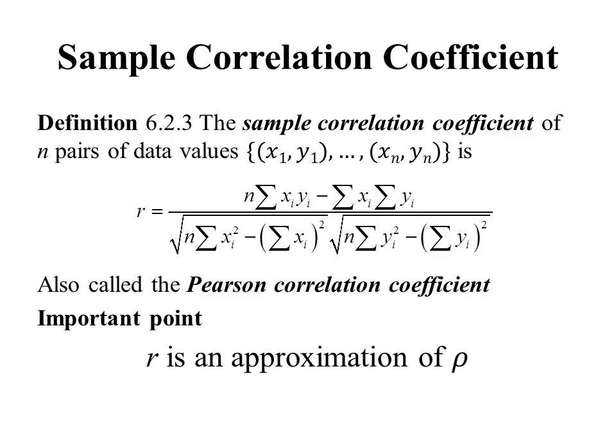Now, an important point to remember about this sample correlation coefficient, r, is that it is an approximation of our population correlation coefficient, rho. Just like back in chapter 5, when we talked about statistics, we said that sample statistics are approximations of our population parameters. Here, r is a sample statistic, rho is a population parameter. So this statistic is an estimate of this parameter. So r is an approximation of rho. They aren't identical. They aren't exactly the same, but they are very similar.